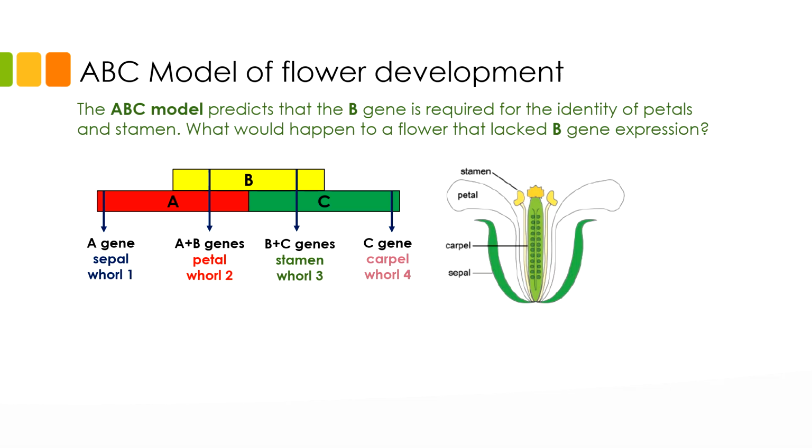To better understand how loss of function in the ABC model can result in homeotic mutations, let's look at different case scenarios of loss of function in any of these genes. Based on the ABC model, we know that B is required for the identity of petals and stamen. Now, what would happen to a flower if the B gene is not expressed?